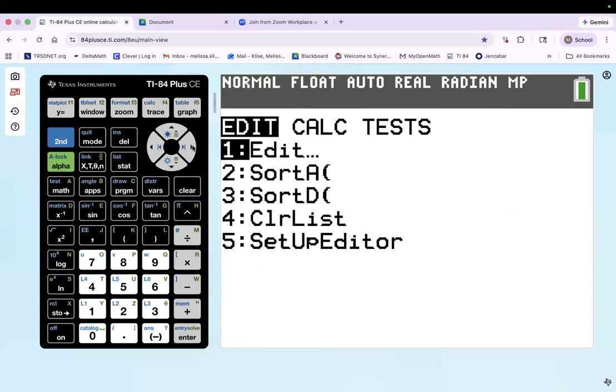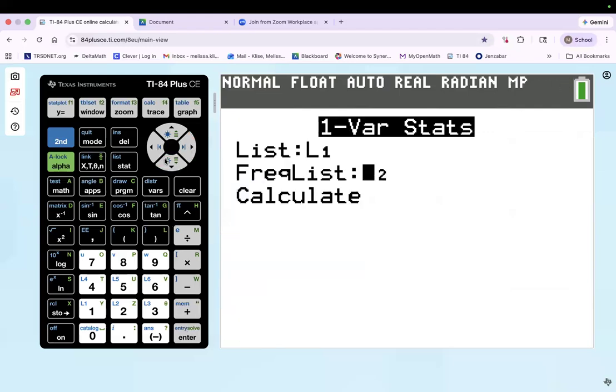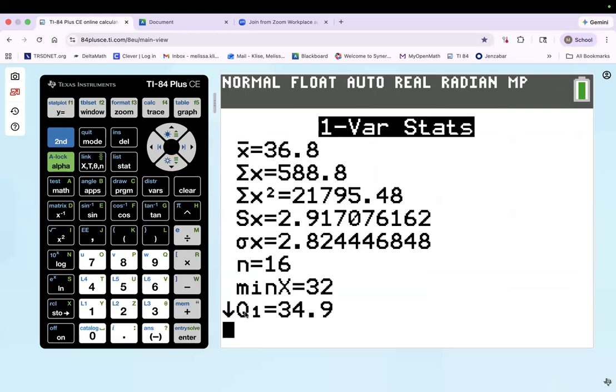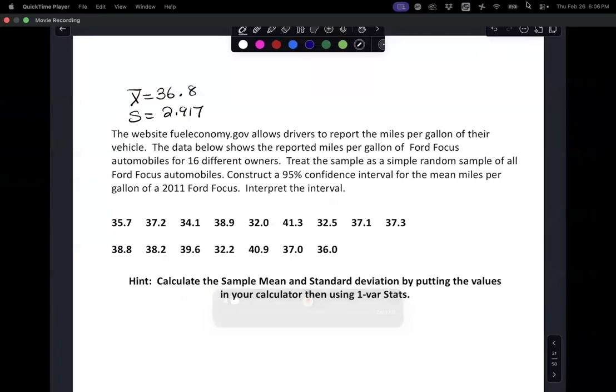Okay, so I have those in there now. Now I'm going to go over to stat, calc. We're just using one variable statistics. I don't want the frequency list, so I'm going to clear that out. So just list one, hit calculate. Remember, we want the sample standard deviation because this is a sample. So our mean is 36.8, sample standard deviation 2.917. There we go. So we have that data, and I'm just going to leave this here and pop back over. Okay. So we have our mean and our standard deviation.